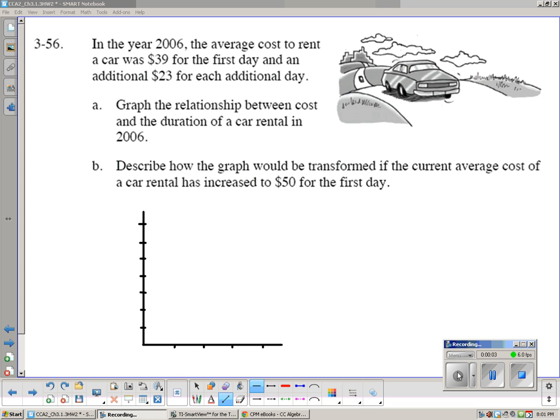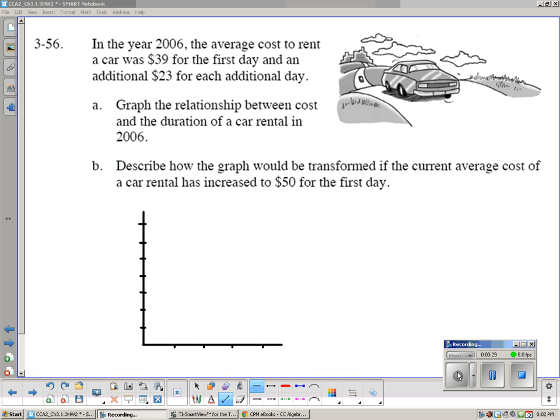Problem 3-56. In the year 2006, the average cost to rent a car was $39 for the first day and an additional $23 for each additional day. Part A. Graph the relationship between the cost and the duration of a car rental in 2006.